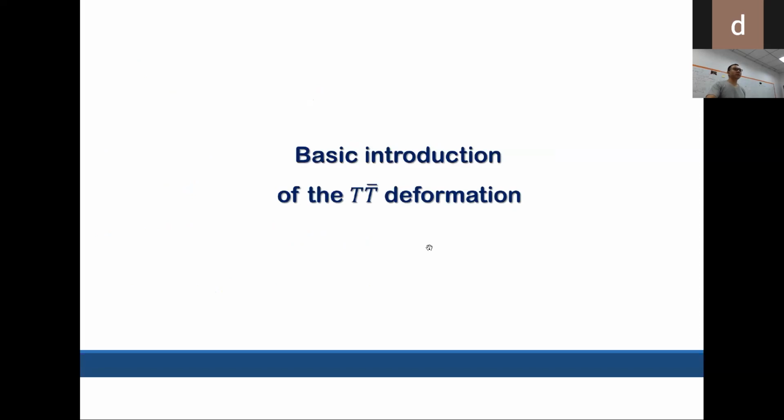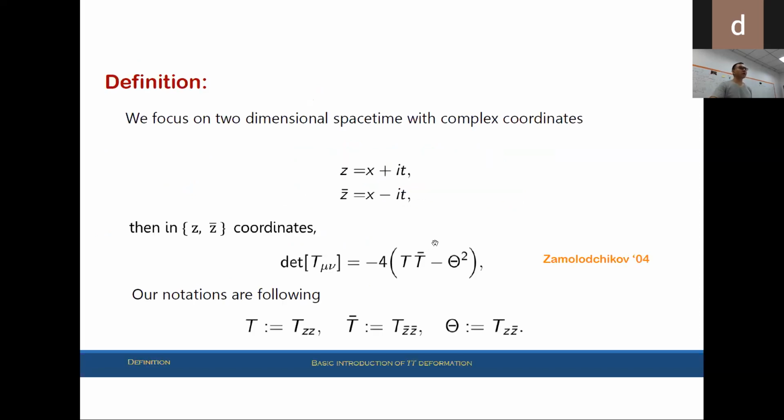So what is the basic concept of the TT bar deformation? In this talk, we will mainly focus on two-dimensional spacetime with a complex plane. Here the spatial direction is denoted by x, and the time direction is denoted by t. This is the holomorphic part and also the anti-holomorphic part.